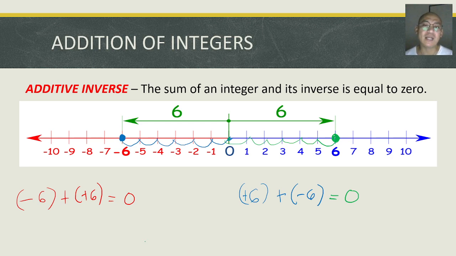Then, if you do not see any sign on the given number, that will always be a positive. Say, for example, we have here negative 6 plus 6. This is a negative, and we're going to add 6. 6 does not have its sign, meaning it is always positive. Then we have here 0.